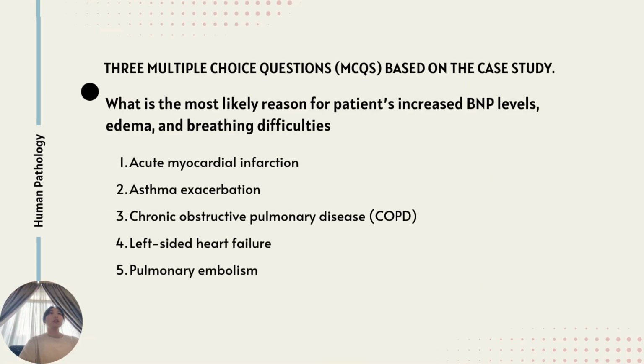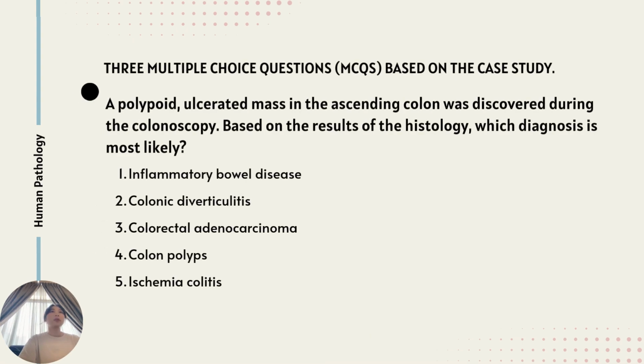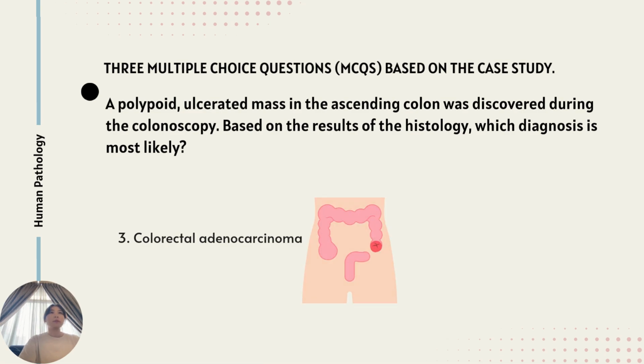The most likely reason for the patient's increased BNP levels, edema, and breathing difficulties is left-sided heart failure, where ventricular tension and fluid excess cause the generation of increased BNP. The diagnosis for the polypoid ulcerated mass in the ascending colon is revealed by colonoscopy and histology. The appearance of an ulcerated mass strongly supports colorectal adenocarcinoma.